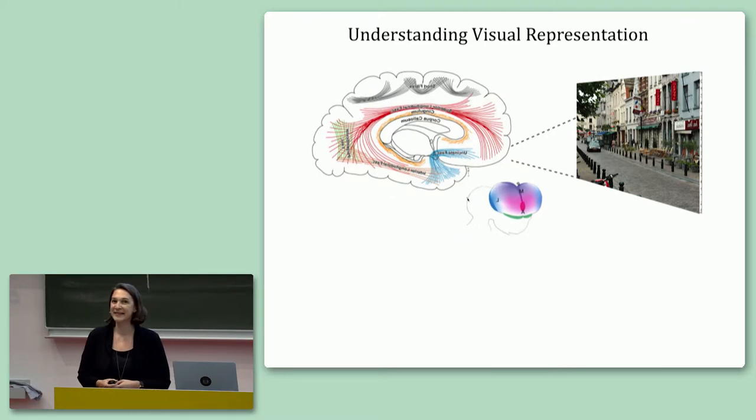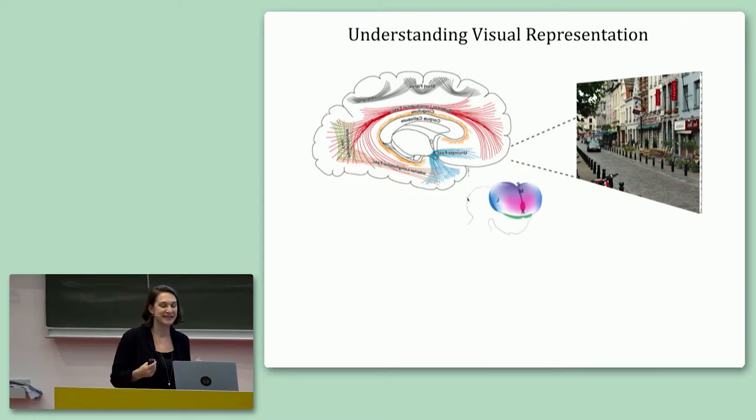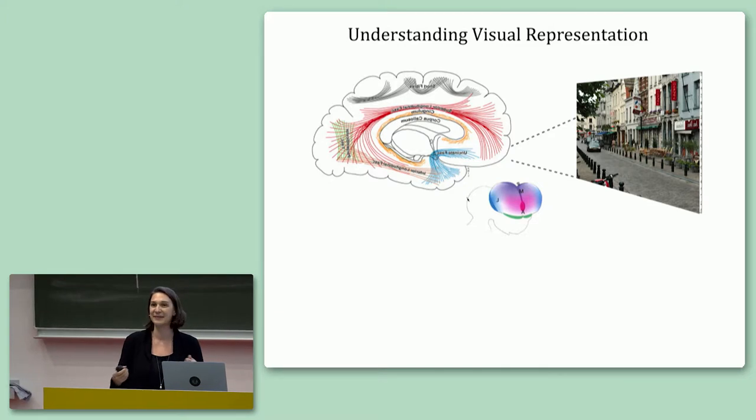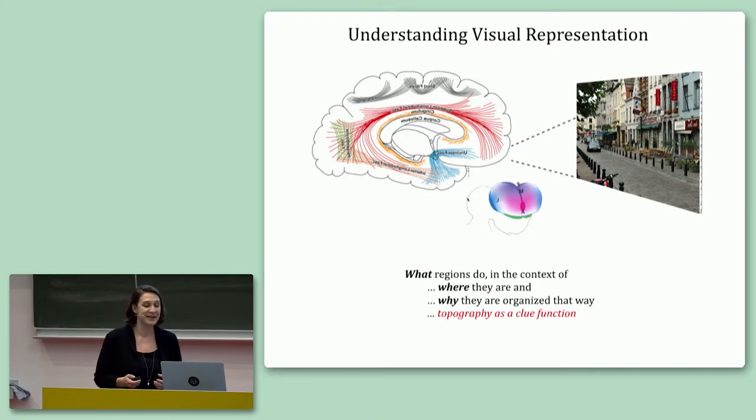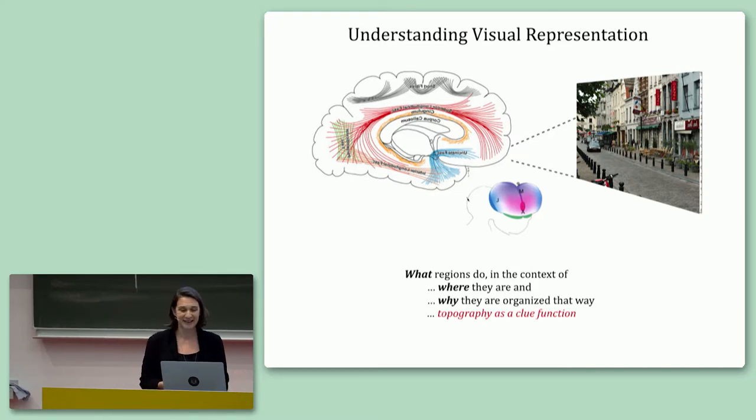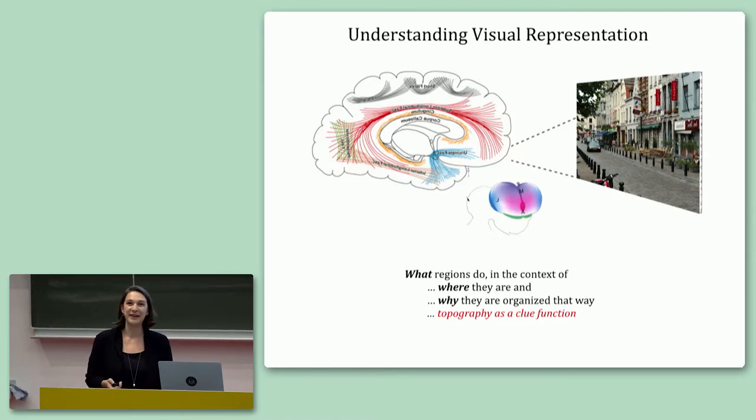And I take as an assumption, or a precondition, that the cortex has a lot of biological organizing mechanisms that really constrain the connectivity, what can be connected to what. It doesn't start out all at once, and these really scaffold the kinds of feature tuning that can be learned. And so in my work, I try to understand what regions do in the context of where they are, why they're organized that way, and really try to leverage topography as a clue to the underlying computational role.